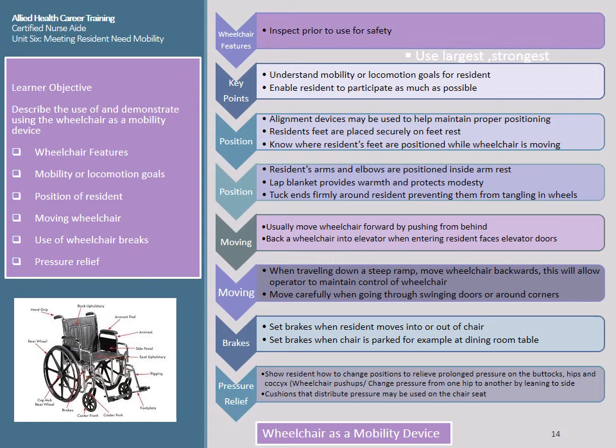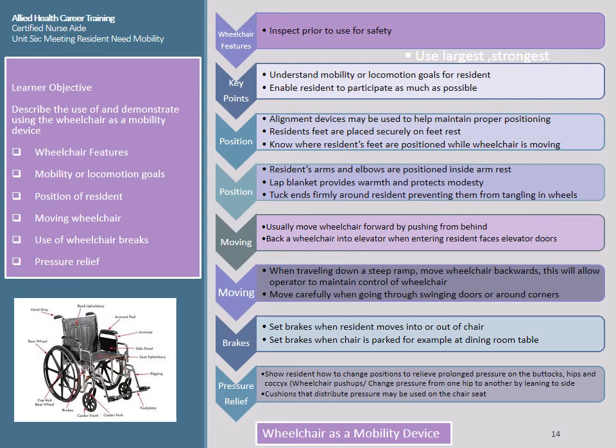Alignment devices may be used to help maintain proper positioning. The resident's feet are placed securely on the footrest. Know where the resident's feet are positioned while the wheelchair is moving. This is really important to prevent injuries. Residents' arms and elbows are positioned inside the armrest. A lap blanket is provided for warmth and protection of modesty. Tuck ends firmly around the resident, preventing them from being tangled in the wheels.